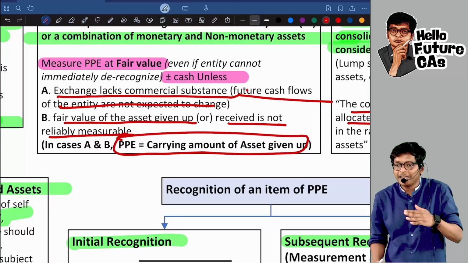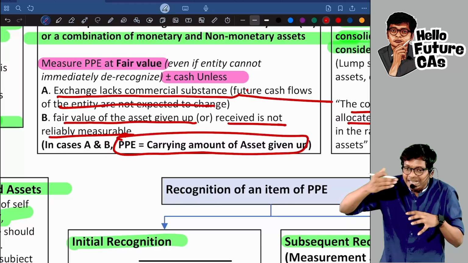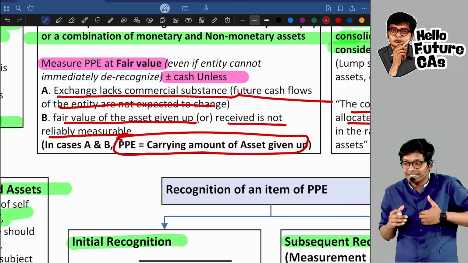What is the book value? Book value is 10 lakhs. 10 lakhs is going, 10 lakhs is coming. That means there is no profit or loss.